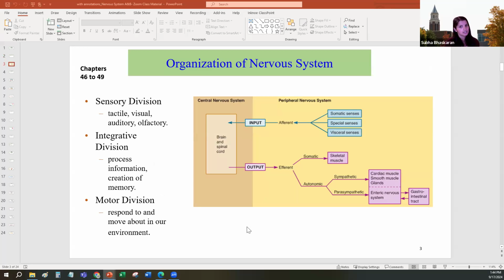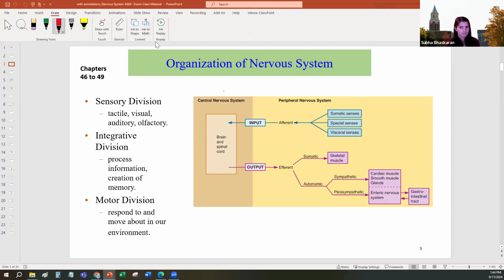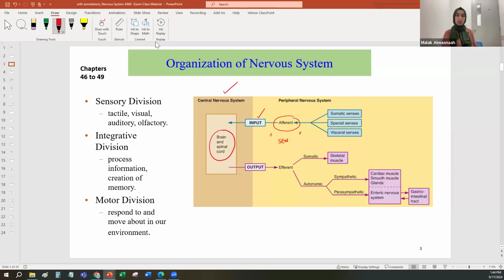So sensory division, integrative division, motor division. So we have the central nervous system, the brain and the spinal cord, correct? This receives input from the afferent. What is afferent also called? The sensory? Yes, the sensory.